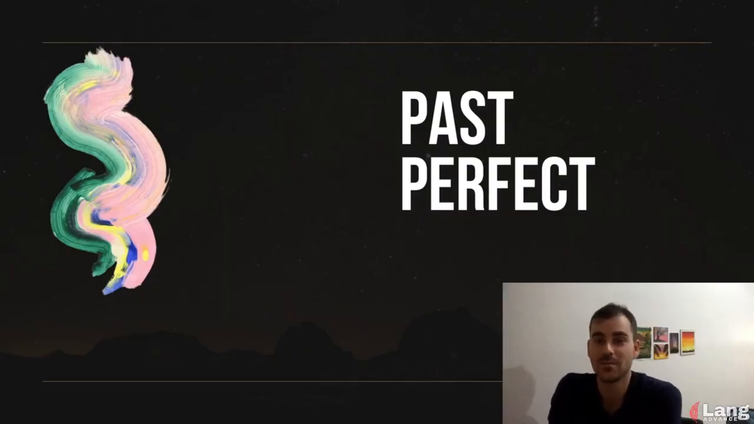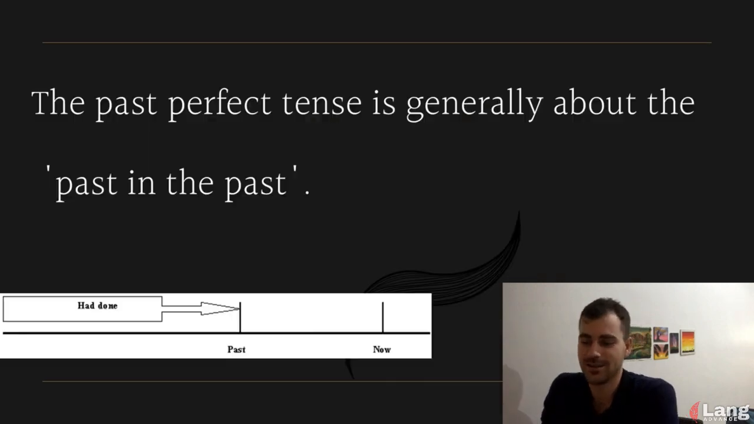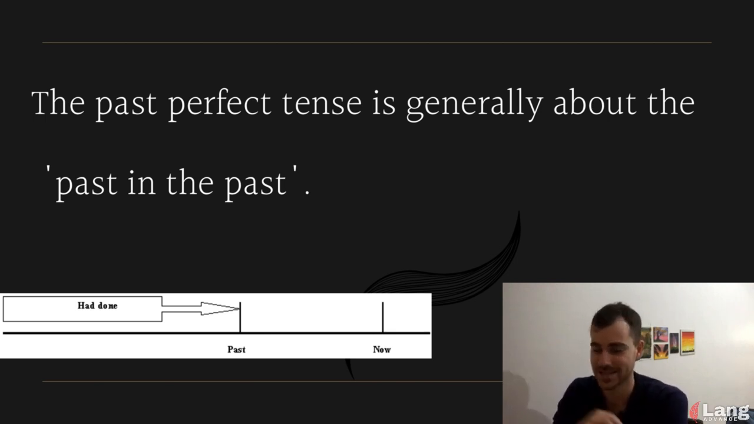Today we're talking about the past perfect tense in English. The past perfect tense is generally about the past in the past. So if we imagine we were in the past, then we're talking about something that happened before that time. So it's the past in the past. Something that happened before the past.